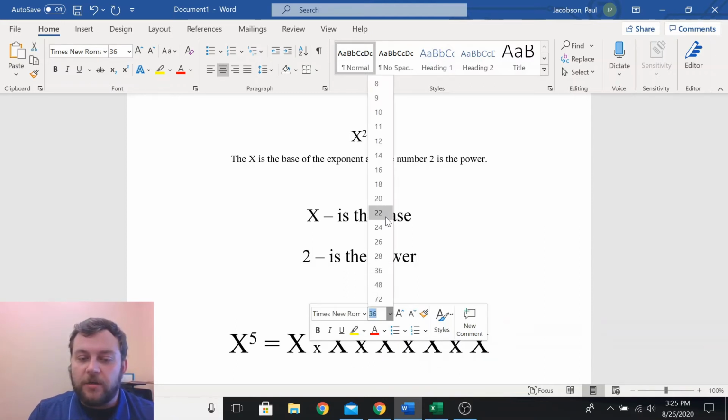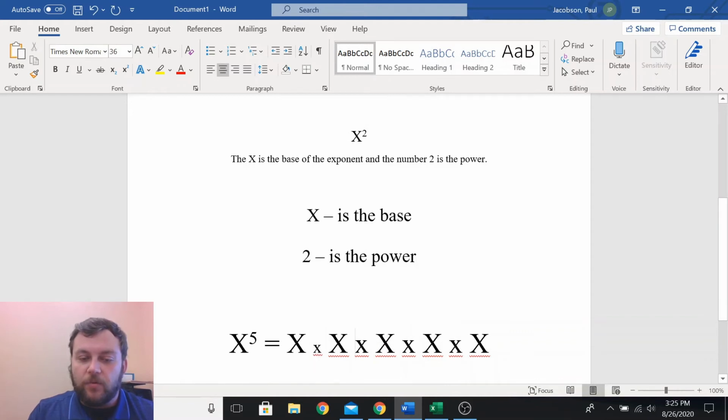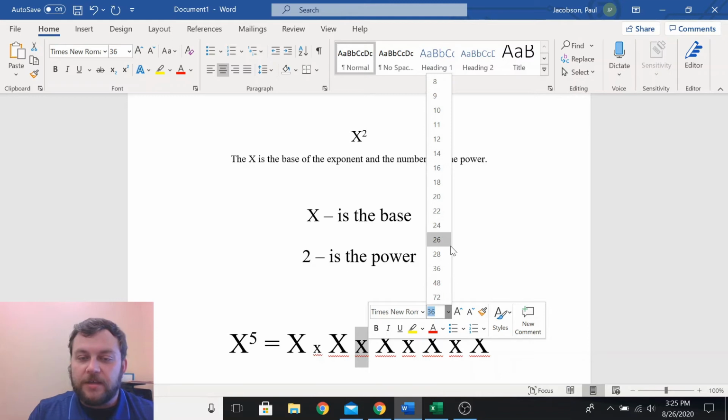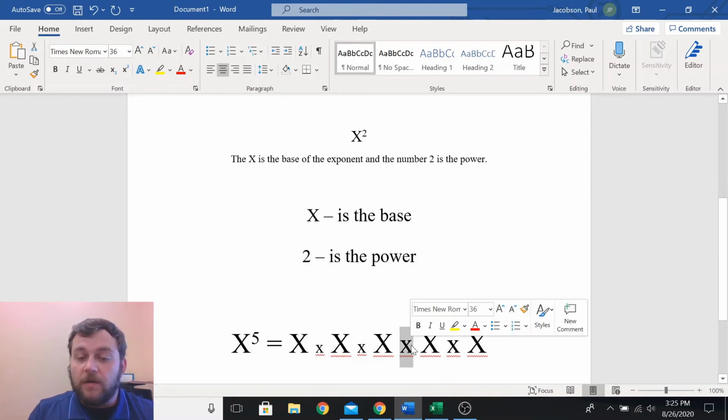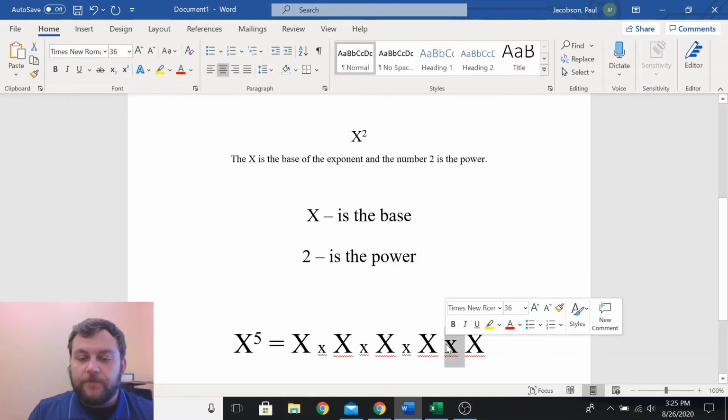I am going to share this on my Moodle page, so you have access to this note sheet, okay? And it's something that you can keep, you can review later, you can even look at this while you're taking the quiz, okay? All right. Bring that down to the size 24 as well.